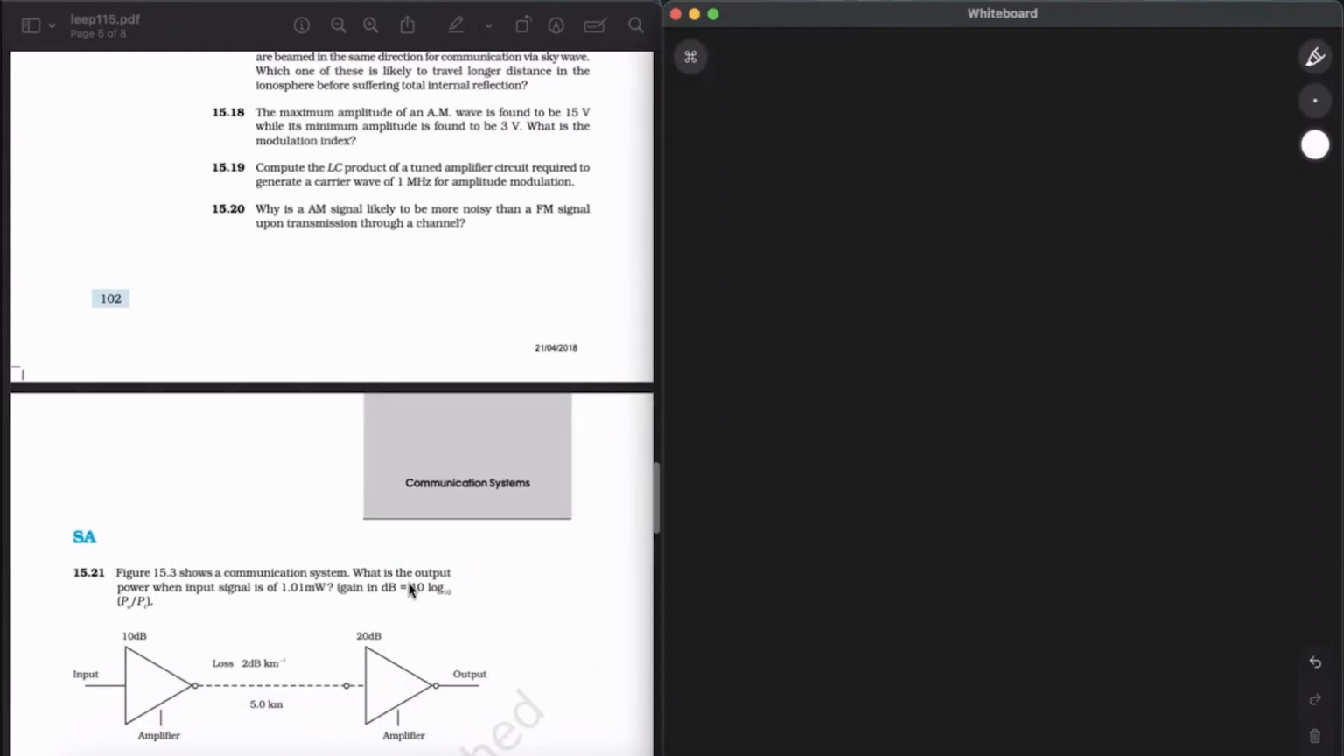Why is an AM signal likely to be more noisy than an FM signal upon transmission through a channel? This is a conceptual question, and I'll just tell you the reason why it happens. An AM signal is likely to be more noisy than the FM signal because through a channel, the instantaneous voltage of the carrier wave is varied by the modulation wave voltage. So during the transmission, noise can be added and the receiver assumes that noise is part of the modulation signal.